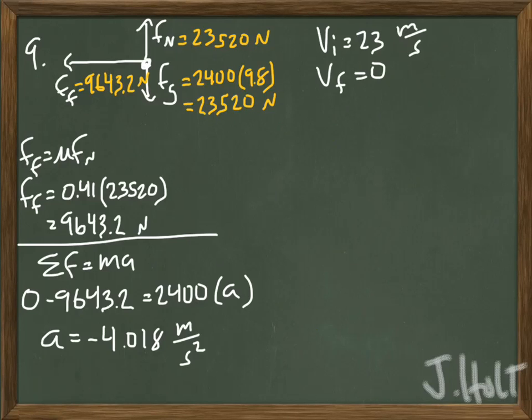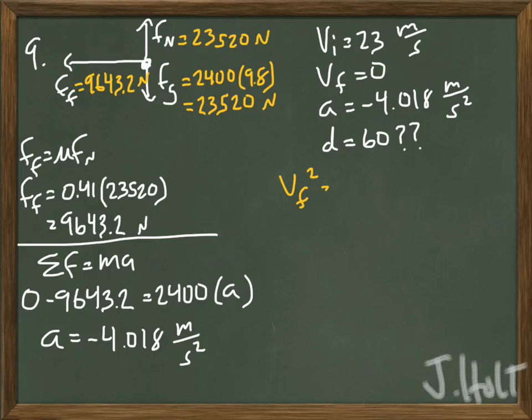So now, let's set up our kinematics equation. We have the initial velocity, that's given. The final velocity is 0 because we're coming to rest. The acceleration we've just found, don't forget it's negative. And we want to know, is the distance 60, or is it greater, or is it less? So let's solve for d and find out.